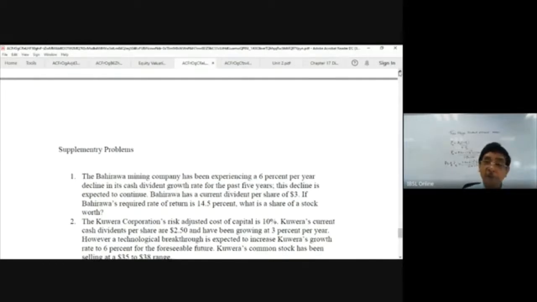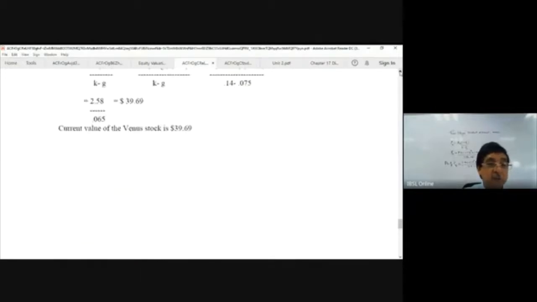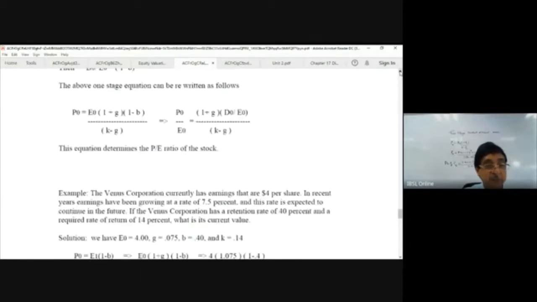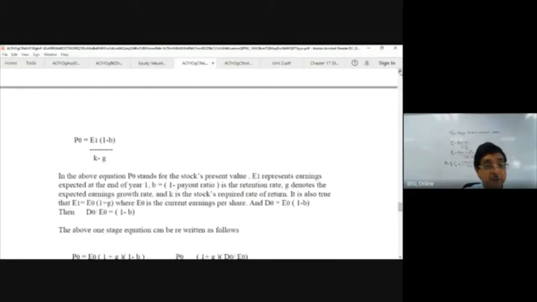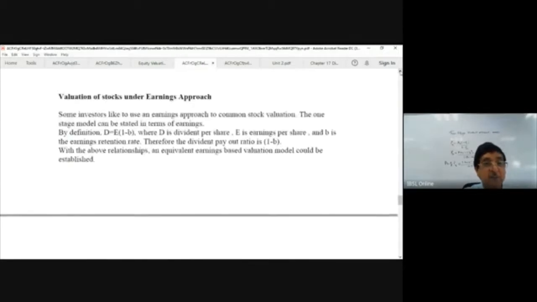Now we will go to another subject area where we deal with the earnings aspect, not the dividend aspect, the earnings aspect. And we call it valuation of stocks under earnings approach.